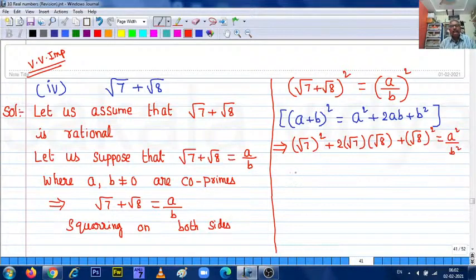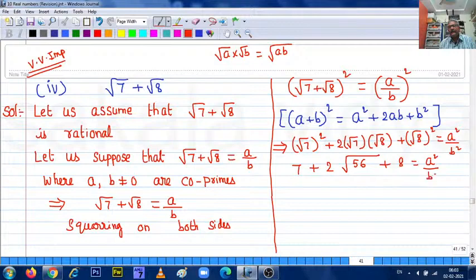Root 7 whole square is 7. This is a very important step. 2 times root 7 into root 8. Don't worry, root a into root b means root of a into b, root of ab. So this is root of 7 into 8, root 56. Plus root 8 whole square, 8, equals a square upon b square.